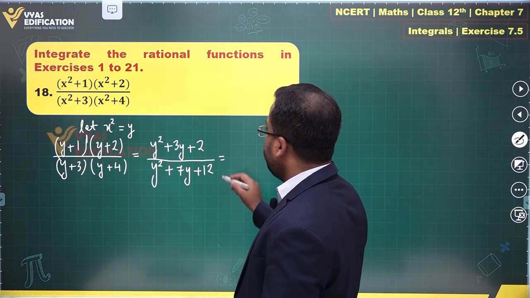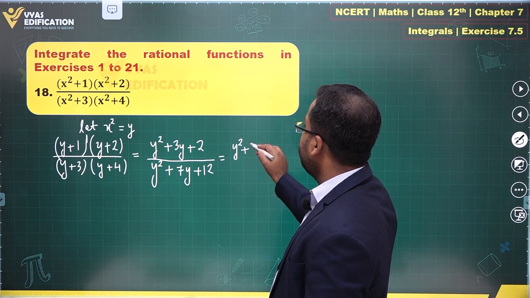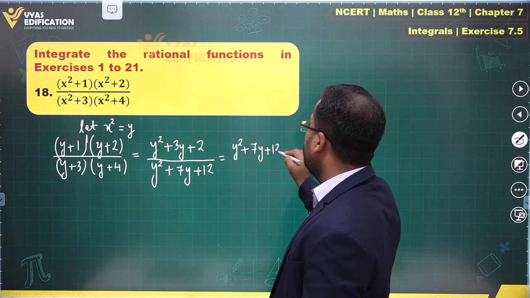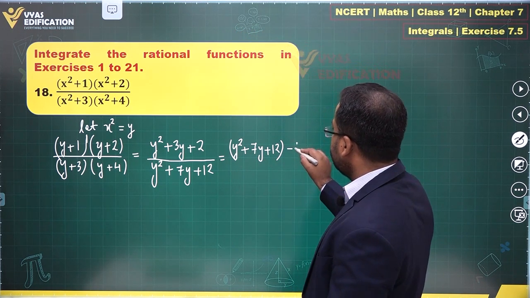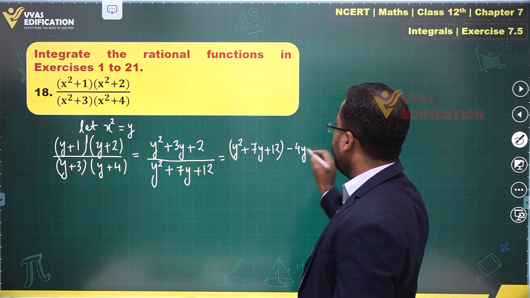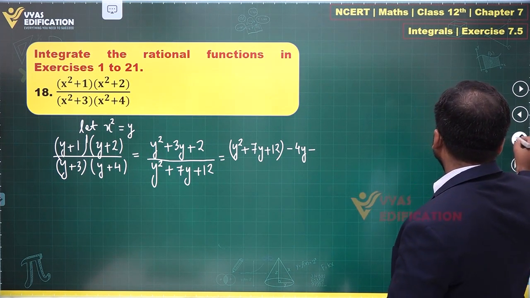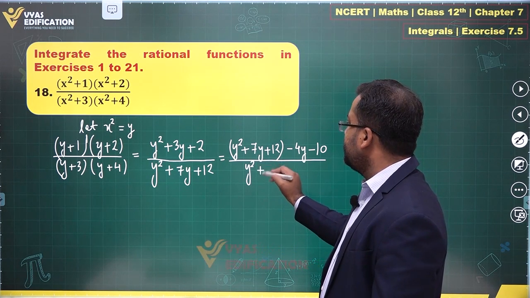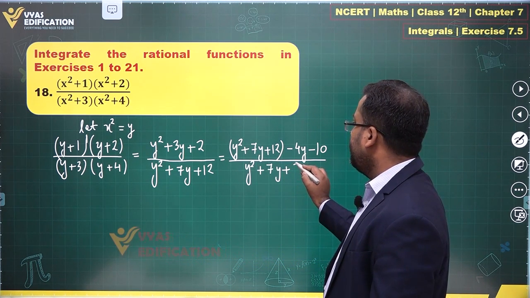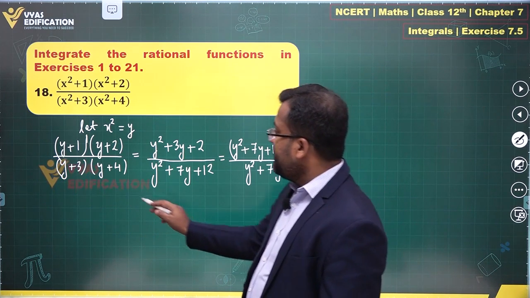Dividing this will imply that I'll have to create this factor over there. So y square plus 7y plus 12, and minus what you'll get is, for getting 3y you'll have to subtract 4y from here, and for getting 2 you'll have to subtract 10 from here, upon y square plus 7y plus 12. This is what you get. Is that okay? Yes. So this will further simplify into what?